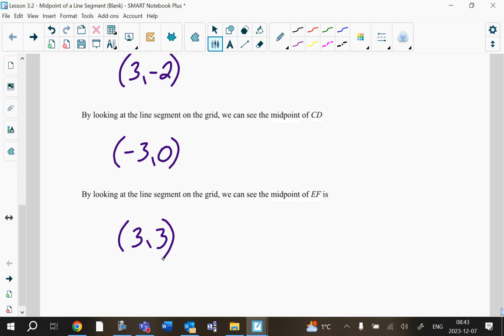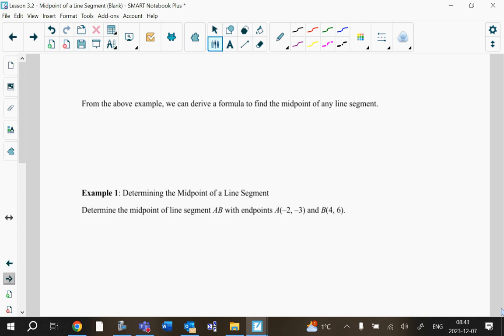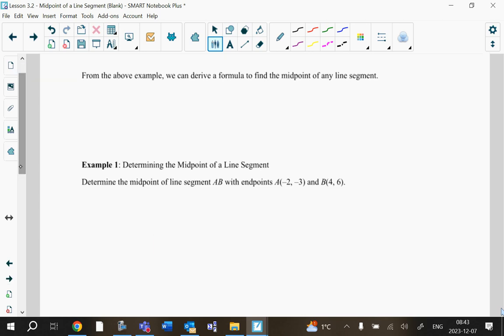Like I said, we want a formula. Well, how do you find a number that's halfway between two numbers? Think about it. If I said, what number is halfway between 4 and 14? You could probably count in your head, or is there another way to do it?